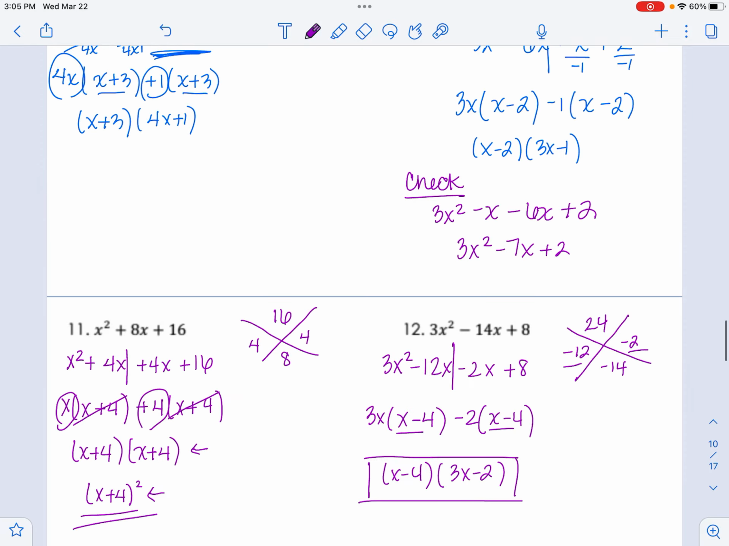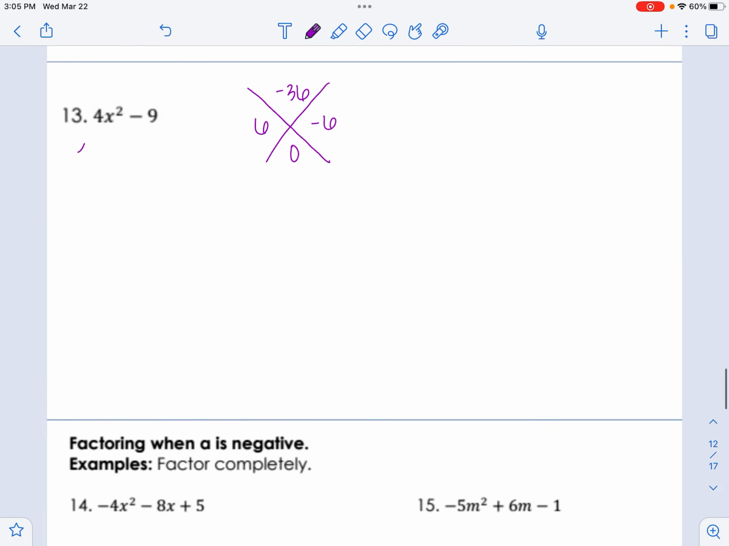So even though I don't have a middle term, I'm still uncombining 0x. 0x turns into 6x and negative 6x. Split it up. First group, greatest common factor is actually 2x. So between 4 and 6, it's 2. X squared and x, it's x.